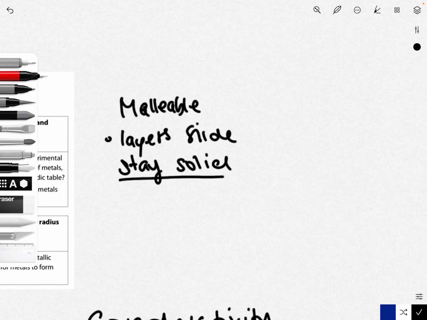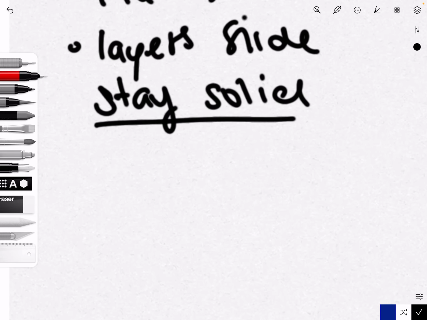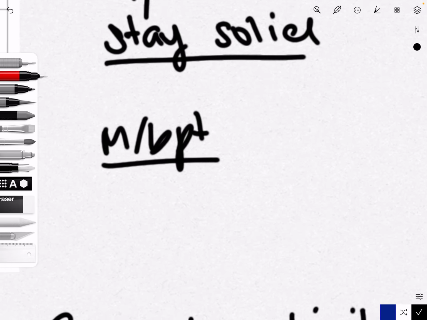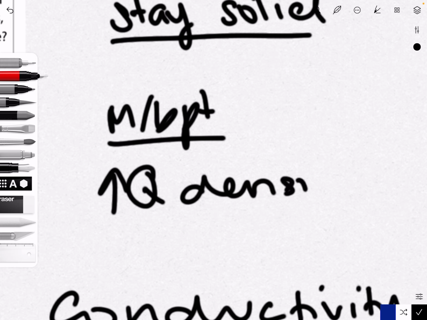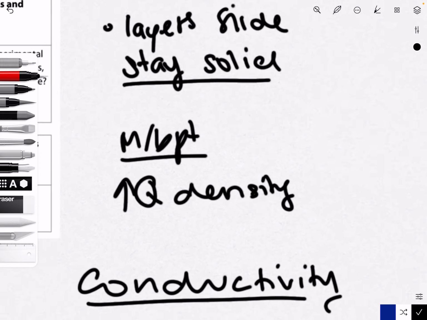In terms of melting and boiling point, these are affected by the strength of the bond itself, which means that therefore a higher charge density equates to a higher melting or boiling point.